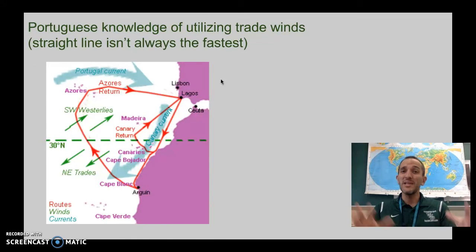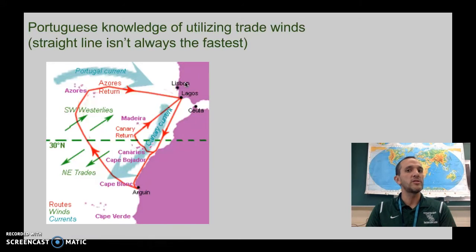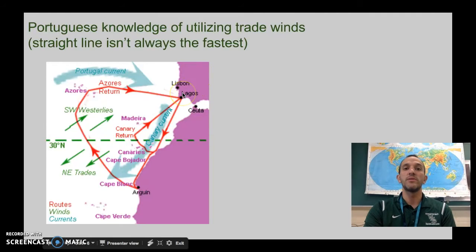Also, these ideas that spread, you need to know trade winds. And the Portuguese, who are right here, are going to gain knowledge of how to utilize trade winds when you're sailing. The quickest way from point A to point B is not always a straight line. It is if you're walking, it's not necessarily if you are on a ship. And what the Portuguese realize is that if you're going to the Americas or trying to explore, it's not necessarily easy just to go straight west.